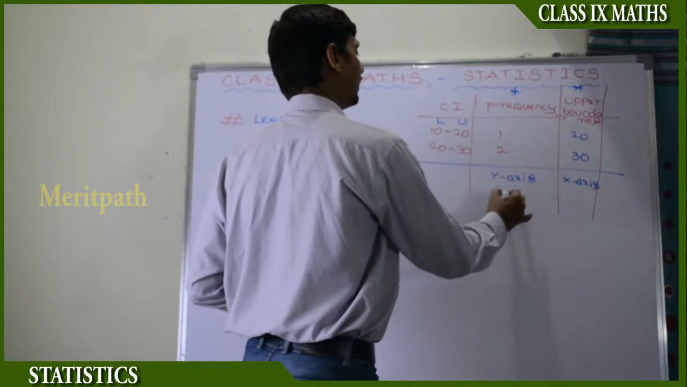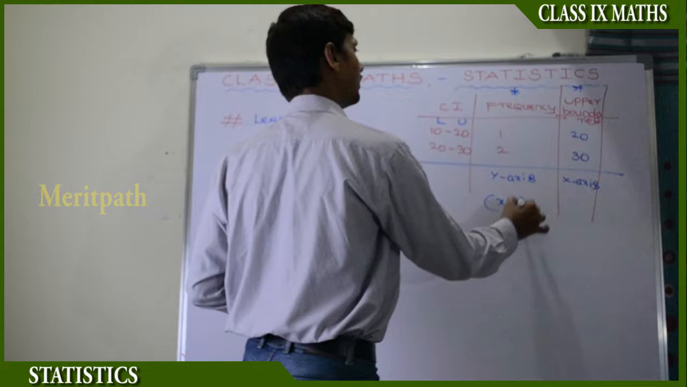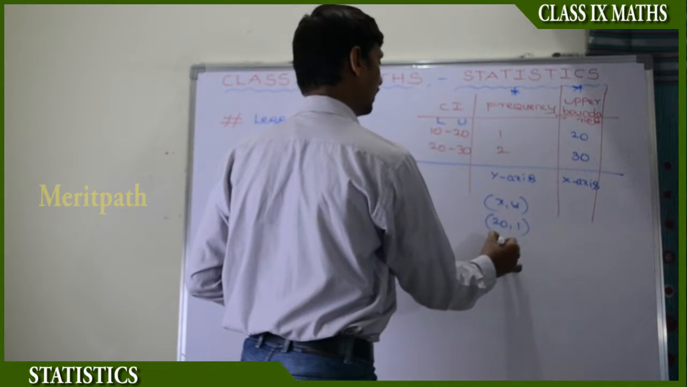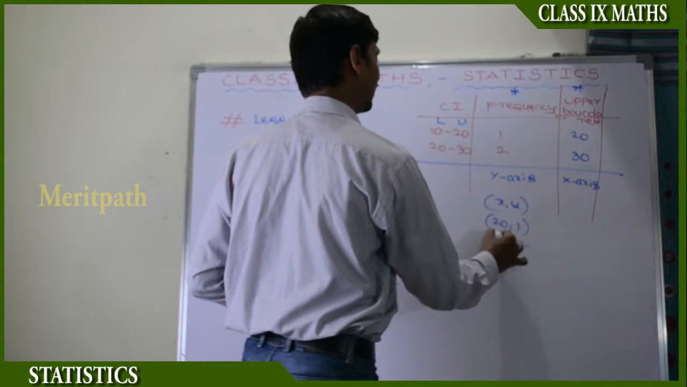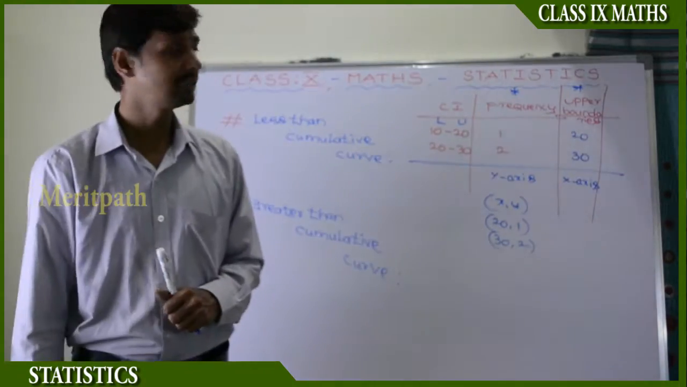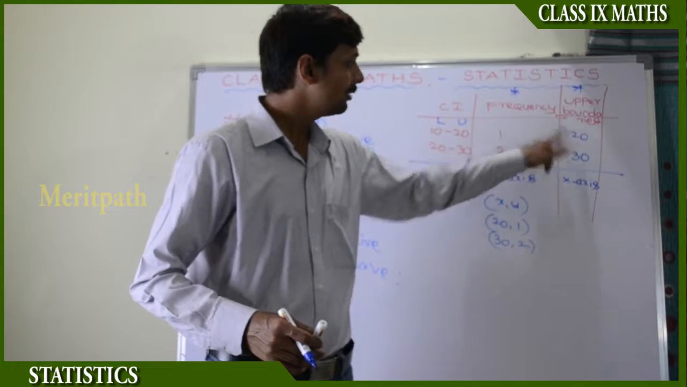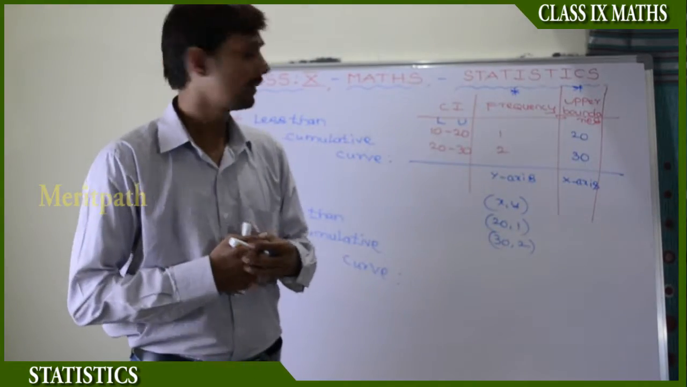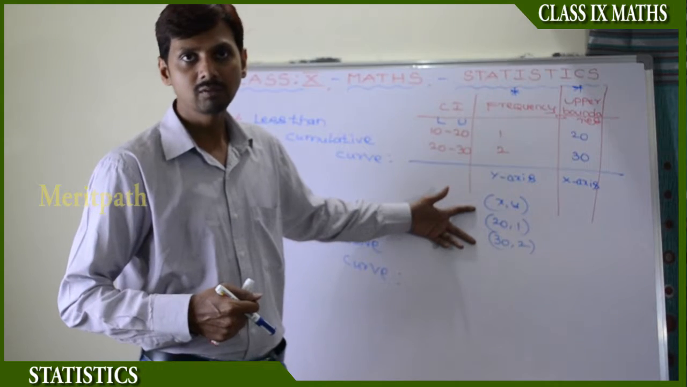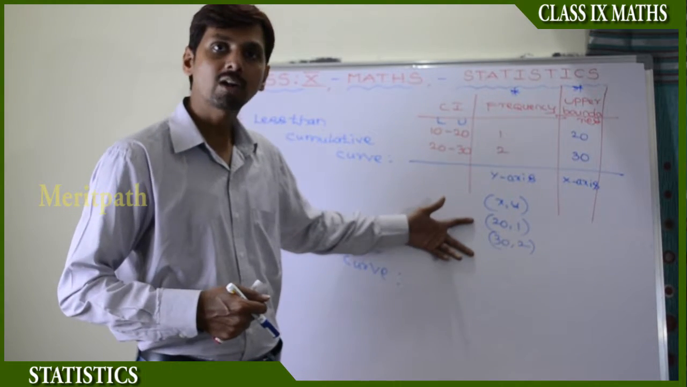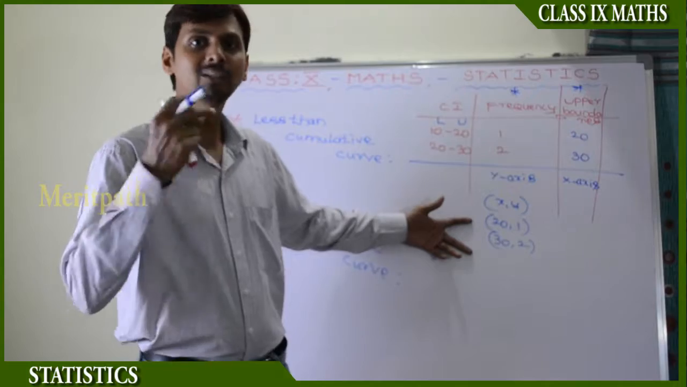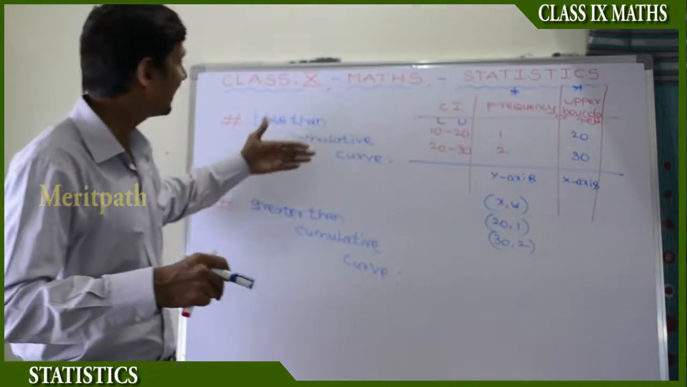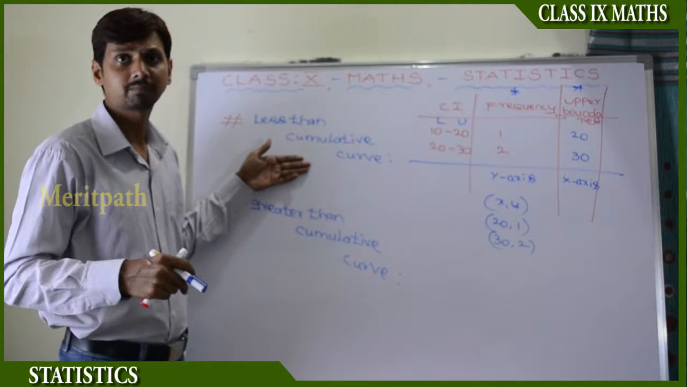Then we get x comma y as a point, that is 20 comma 1, and also 30 comma 2. For example, we have taken these two values, 20 comma 1 and 30 comma 2, and we plot these two points on the graph, and we join them with a smooth curve, and this is called the less than cumulative frequency.